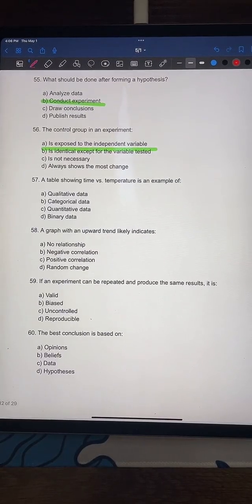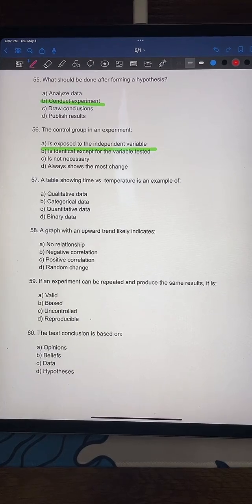57, a table showing time versus temperature is an example of what kind of data?